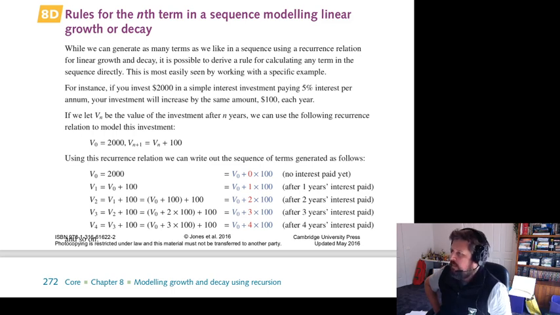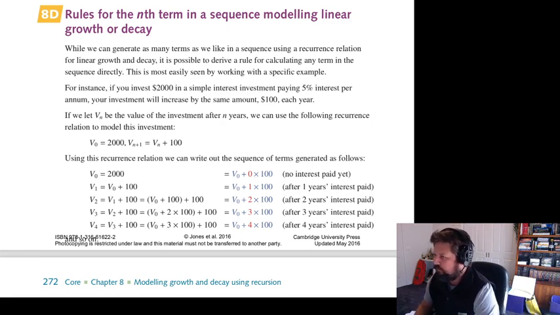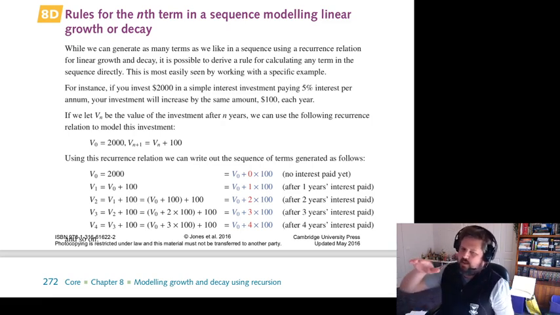Exercise 8D, which is looking at rules for the nth term in a sequence modeling linear growth or decay. In the past, we've realized we can create these sequences, and you can go through and find out what's happening after the first year, work out what's going on the second year, and so forth. That's all good. If you've got 4 or 5 years, you can work out each of them and go on from there. But things get a bit more challenging if you were asked to find out what's happening in the 50th year or the 100th year. It would take a long time to work through each of those years.